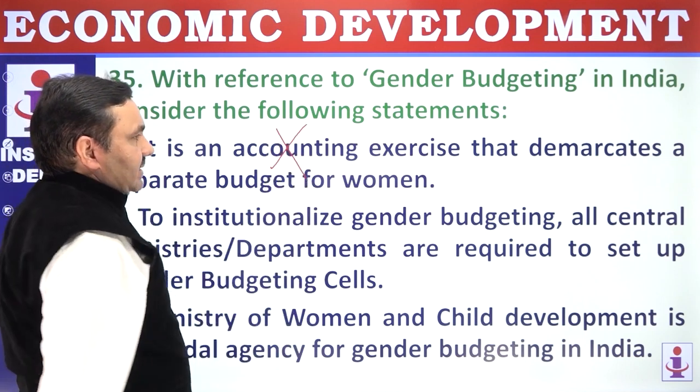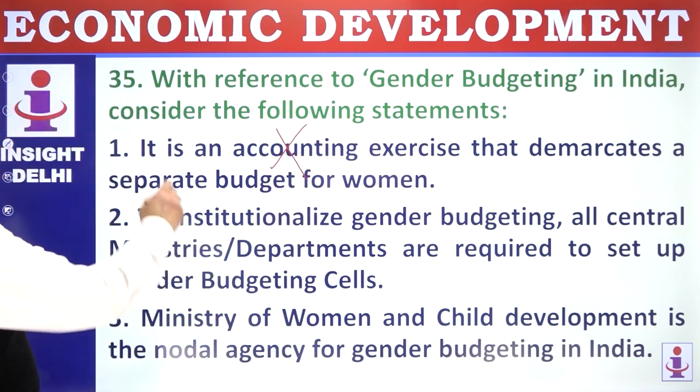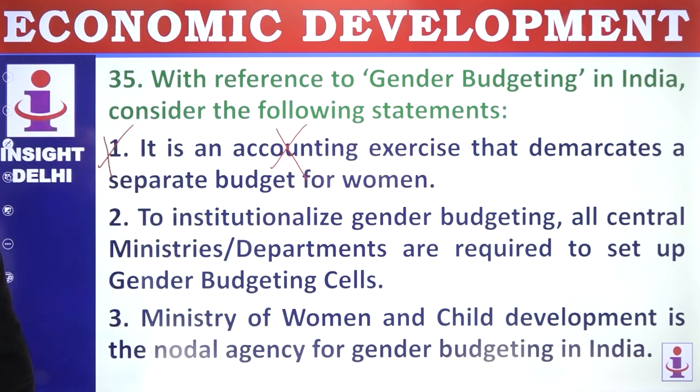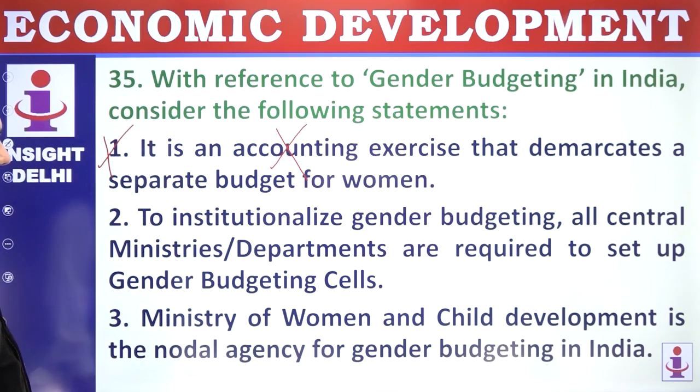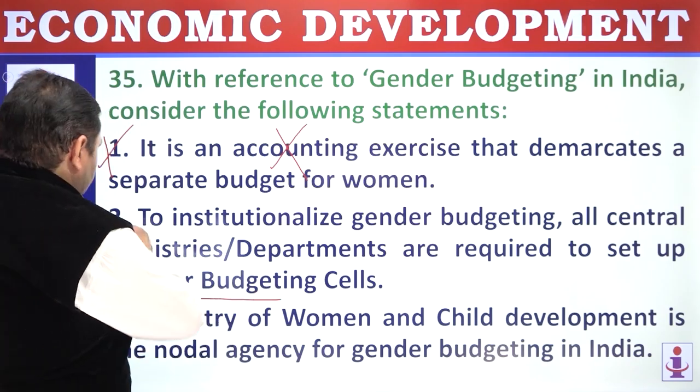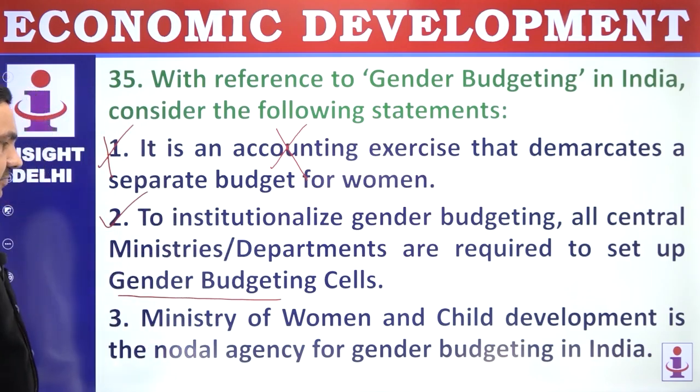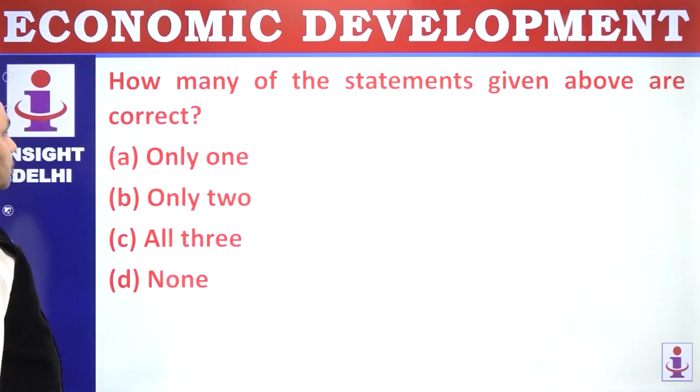It's a planning exercise. Separate budget for women at the time of budget planning. To institutionalize gender budgeting, all central ministry departments are required to set up gender budgeting cells. That's correct. Ministry of Women and Child Development is the nodal agency. That's correct. 2 and 3. Only 2. How many are correct? Only 2 are correct.